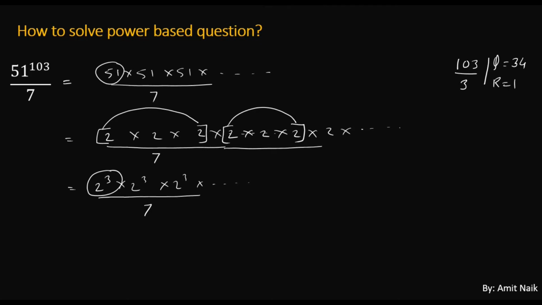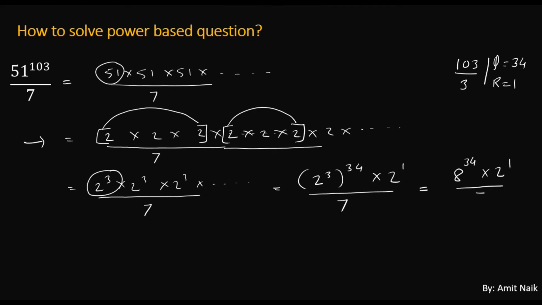Now what do you understand by this quotient 34 and remainder 1? That means this 2 cube is multiplied a total of 34 times, and then this remainder 1 means that 1 power of 2 is left out. Okay, please understand this concept here. I have changed the numerator terms here. At first it was 2 multiplied by 2 multiplied by 2, 103 times, and then I changed it. I made it 2 cube multiplied 34 times. Okay, what is 2 cube? 2 cube is 8, so I can write 8 is multiplied 34 times, into 2 to the power 1, divided by 7.